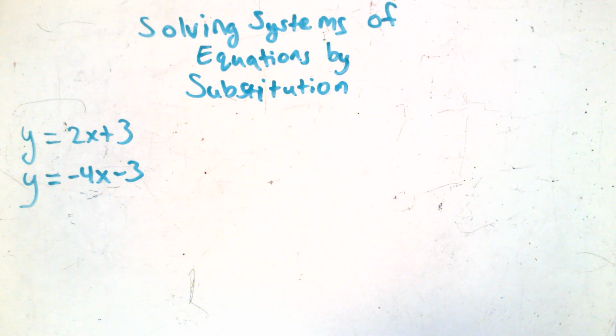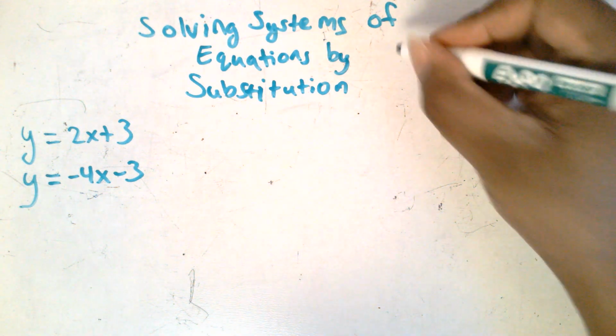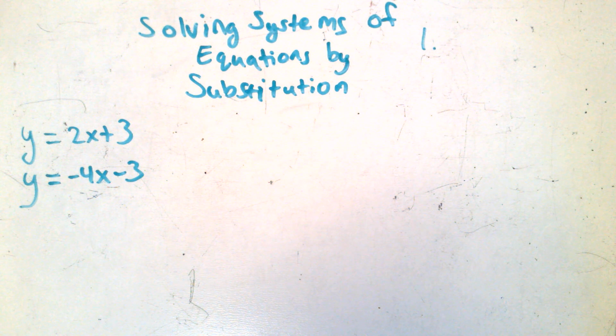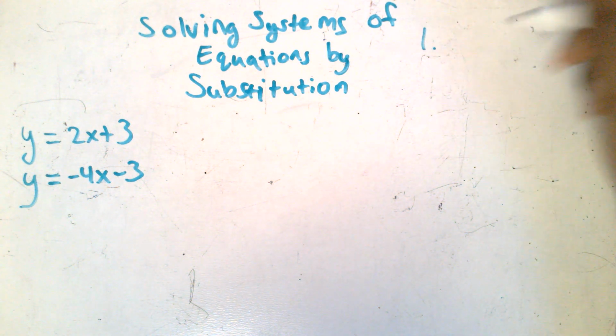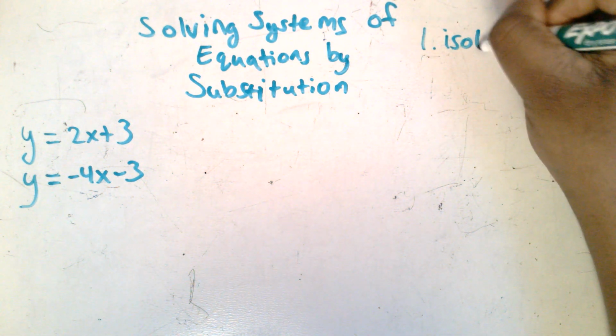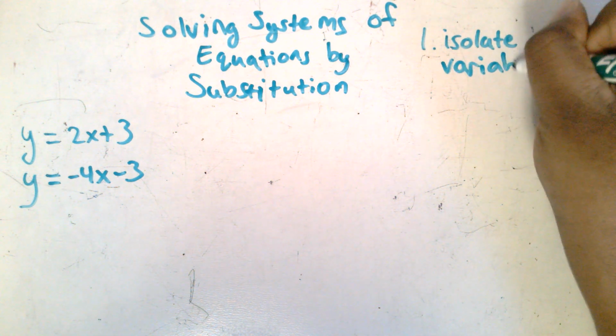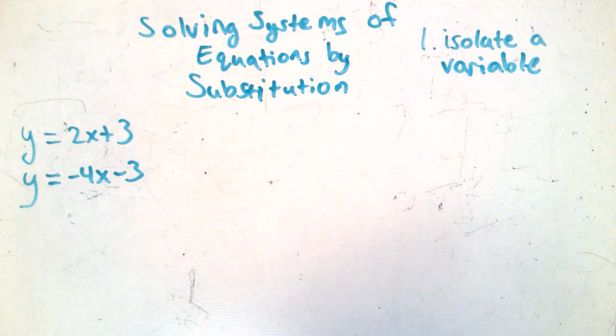And so, how we do that, the first thing you want to do is make sure that one of your variables for one of your equations is isolated. I'm going to write down notes on the side while I'm talking so that way you know the steps to follow. So, isolate a variable. And in this case, believe it or not, both of our variables are actually isolated. So it doesn't matter which one, as long as one of them is.